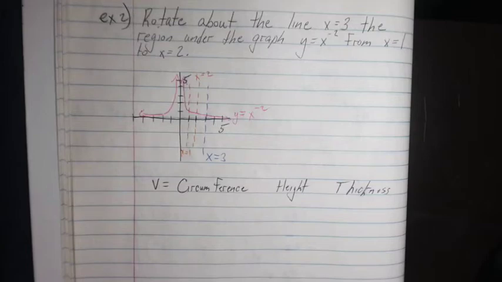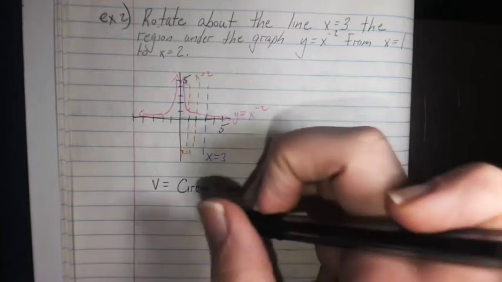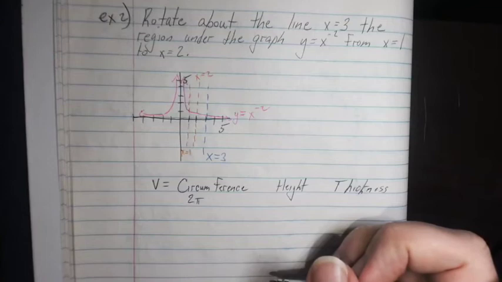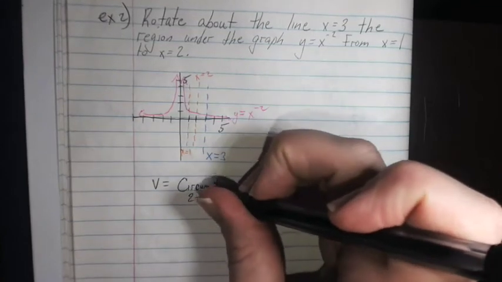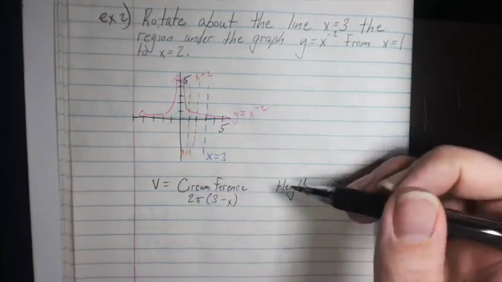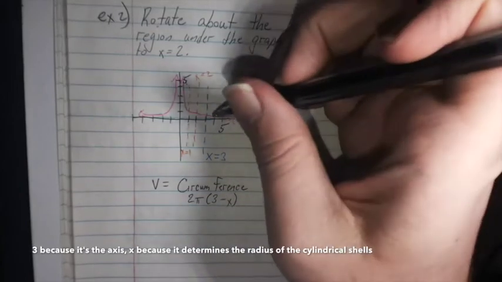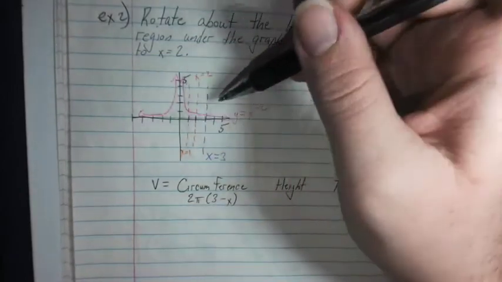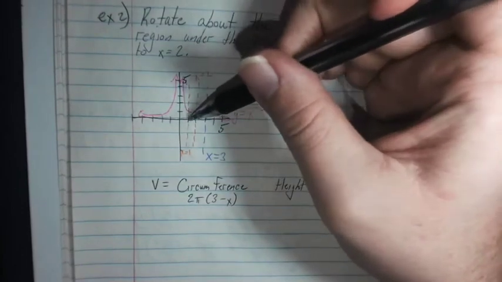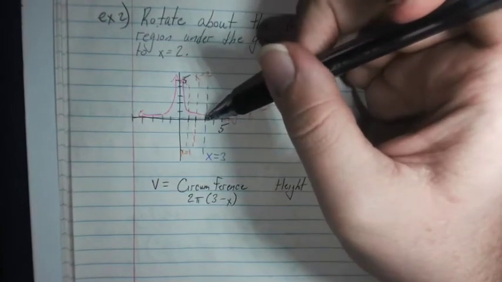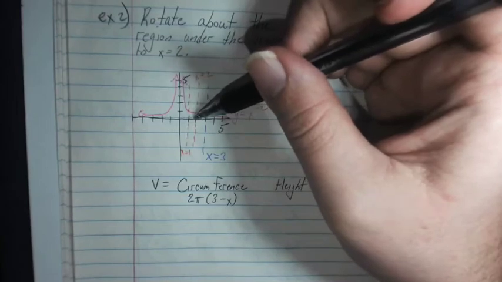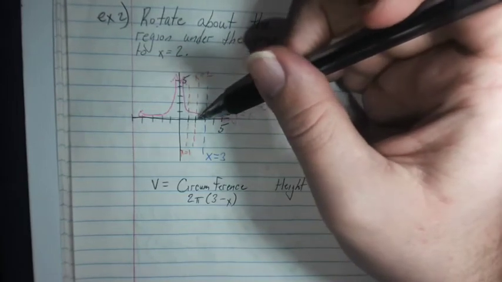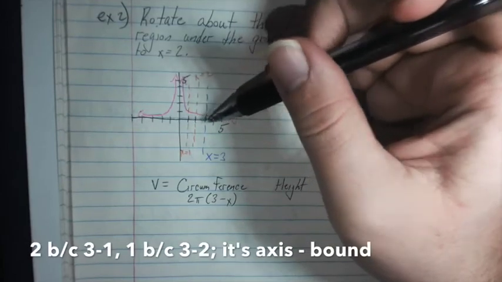So our circumference here, well, it's just going to be 2 pi. And then we need our radius. Our radius here is actually going to be 3 minus x. The reason it's 3 minus x is, since this is our axis of rotation, from here to here could be my radius. It depends. x can be any value between these two bounds. It could be as much as 2 for a radius, could be as little as 1 for the radius.